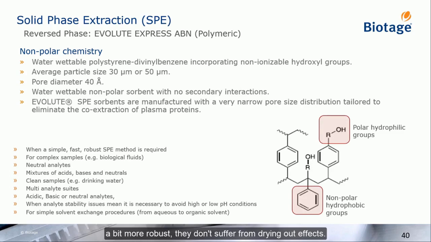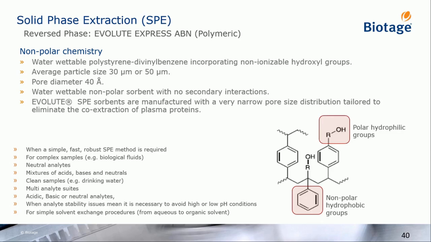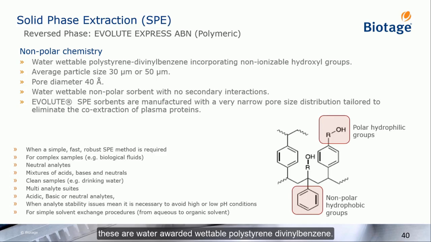They're a bit more robust. They don't suffer from drying out effects, so can be a bit more user-friendly and less finicky when you're actually performing your extraction. So from a non-polar chemistry, these are water-wettable polystyrene divinyl benzene type phases. The Evolute Express incorporates some hydroxy-functional oligomers to get that balance of polar versus non-polar.